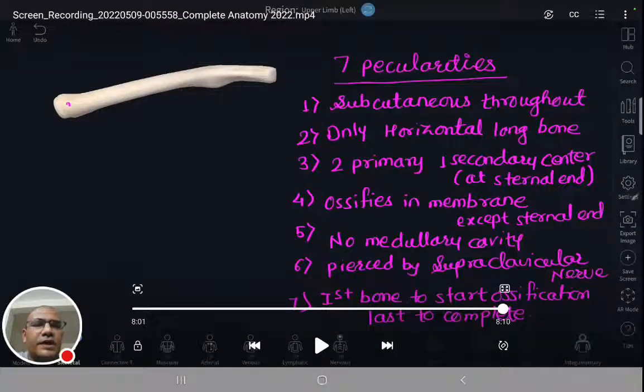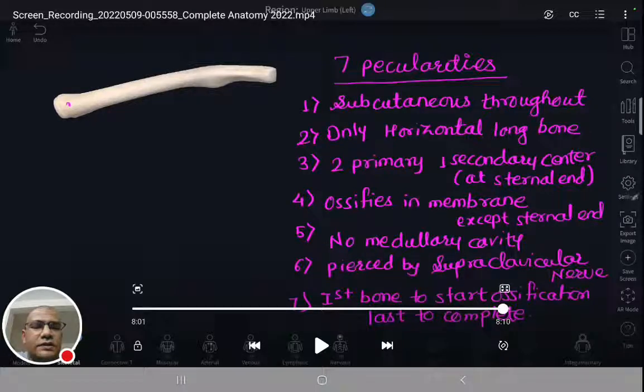So this is the 4th peculiarity. The clavicle ossifies in membrane except for its sternal end. So the sternal end shows one secondary center, and there are two primary centers for the shaft or middle portion of the clavicle. Usually a bone develops from one primary center, but in the clavicle there are two primary centers. The medullary cavity is absent, which is a characteristic feature of long bones.